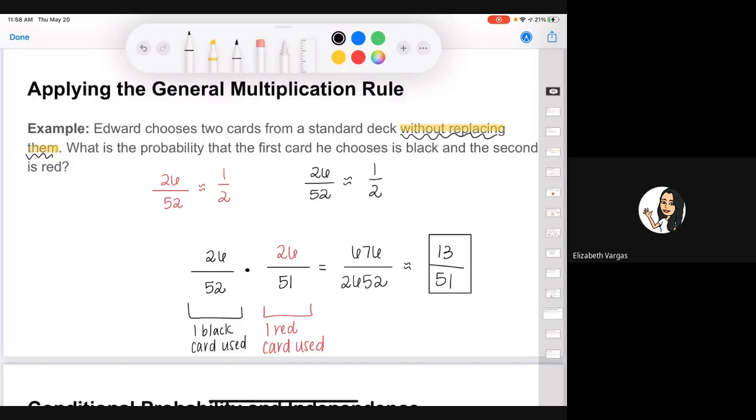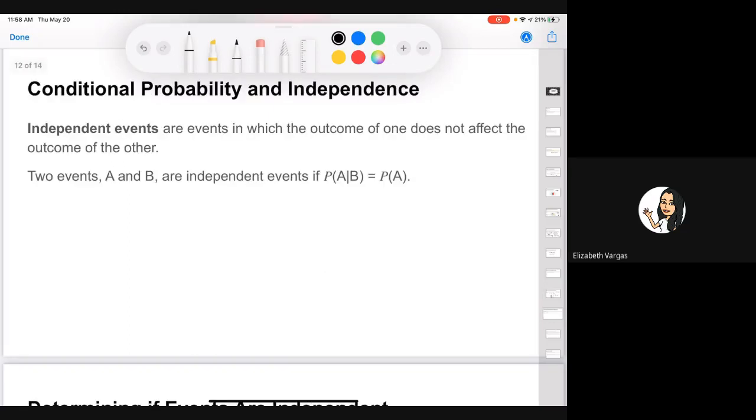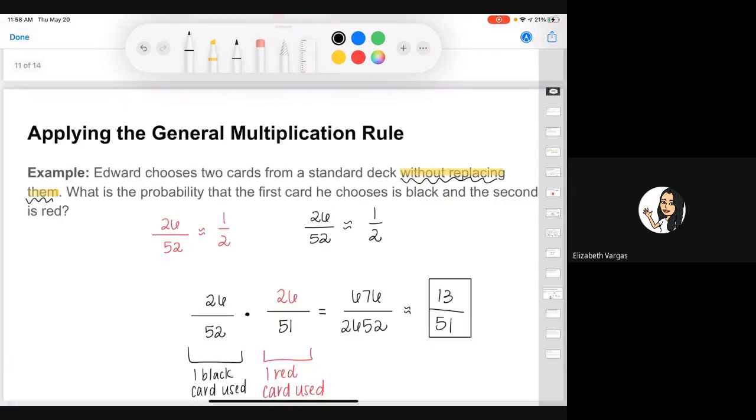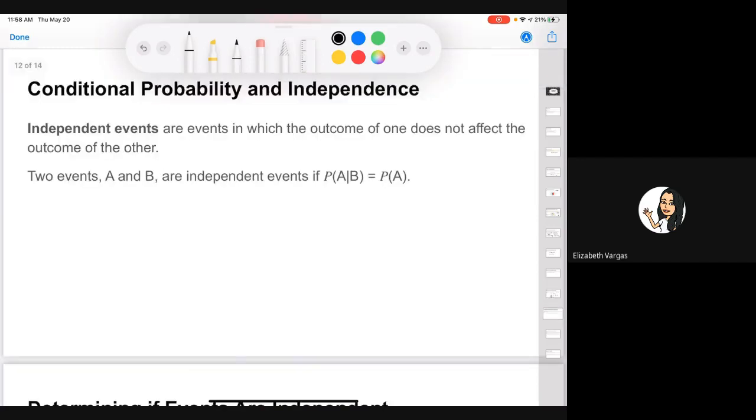Next, the final thing we're going to look at is reviewing independent events. Independent events, as we discussed, are events in which the outcome of one event does not affect the outcome of another event. So this would not be an independent event, because once I pick out one black card, it affects the number of cards I have in my second event.